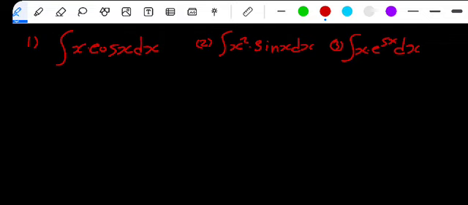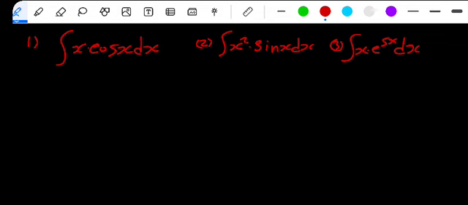In this video we'll be looking at integration by parts, which is mathematics N5. We've been given question 1, the integral of x multiplied by cos x dx. Then number 2, x squared multiplied by sin x dx. Number 3, the integral of e to the x multiplied by e raised to the power of x dx.